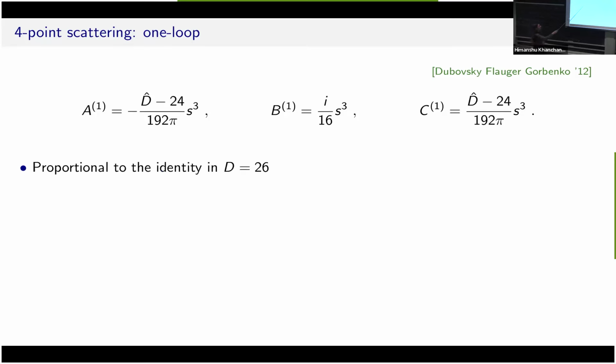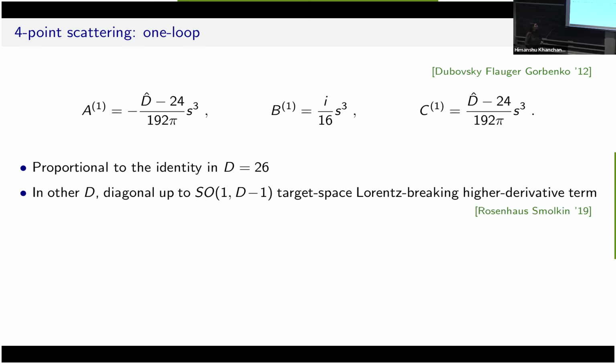And you notice, so D-2 was the number of transverse fields, where D is the target space dimension. So you see that this scattering amplitude then becomes proportional to the identity in a target space dimension D equal to 26, because the coefficients A and C vanish and you're just left with the coefficient B. So this is some simplification that appears in the critical dimension of the string.